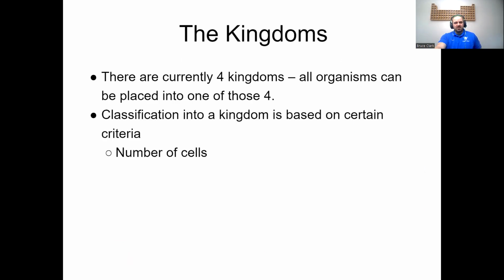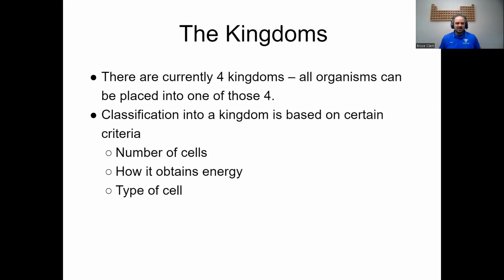The kingdoms. All right, let's get into these kingdoms and how we sort things within those kingdoms. I'm going to stick to some basics here, and essentially it is how many cells they have, how they obtain their energy, and then what type of cell they are composed of. That's kind of the information you need to classify things into kingdoms.